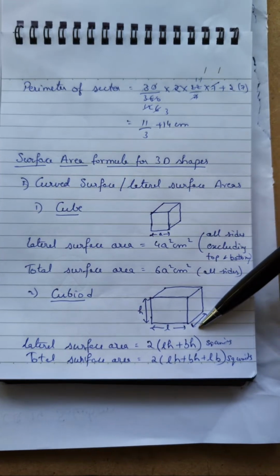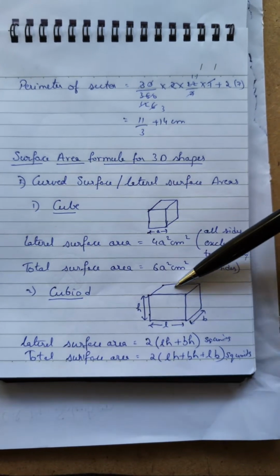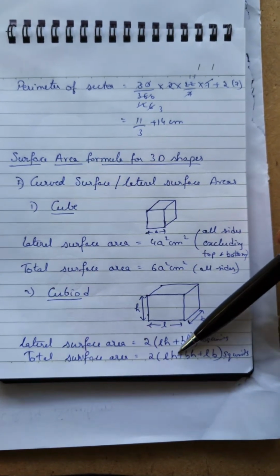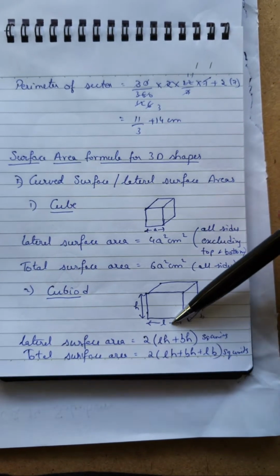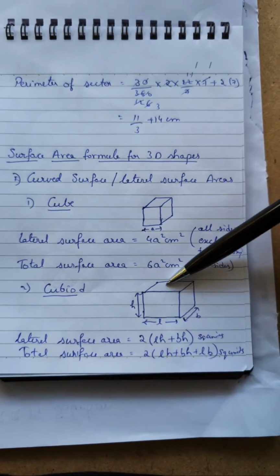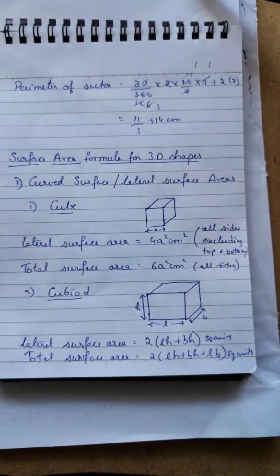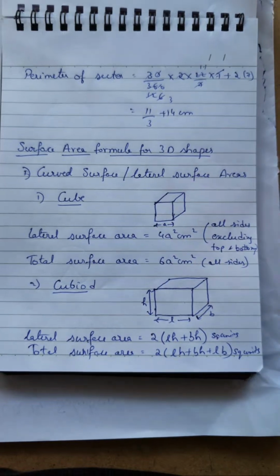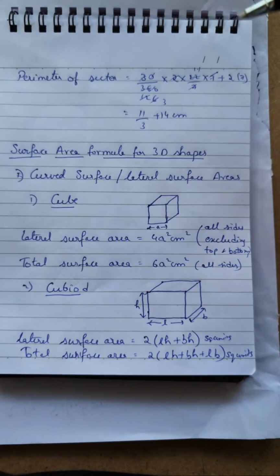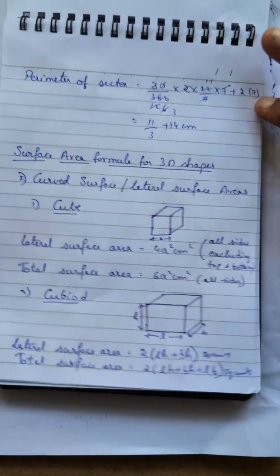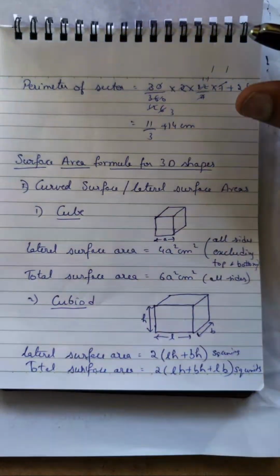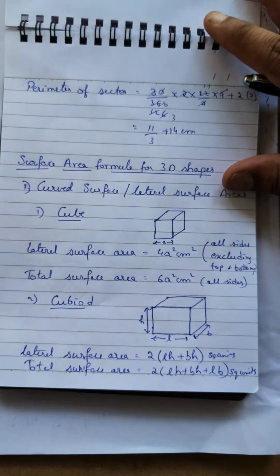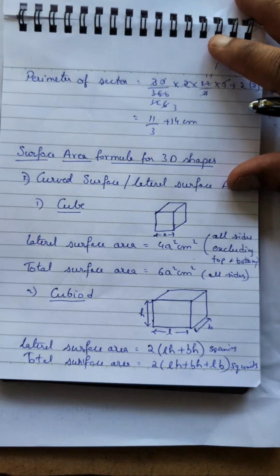Whereas if you consider the total surface area, that is including the bottom and top, it will become 2 into LH plus BH plus LB. LB is nothing but the bottom area and the top area. So we have 2 areas, so it will be 2 into LB. So the total surface area will become 2 into LH plus BH plus LB square units. And always mention area in terms of square units. Whether they have mentioned meters or centimeters, convert accordingly into centimeter square or meter square.